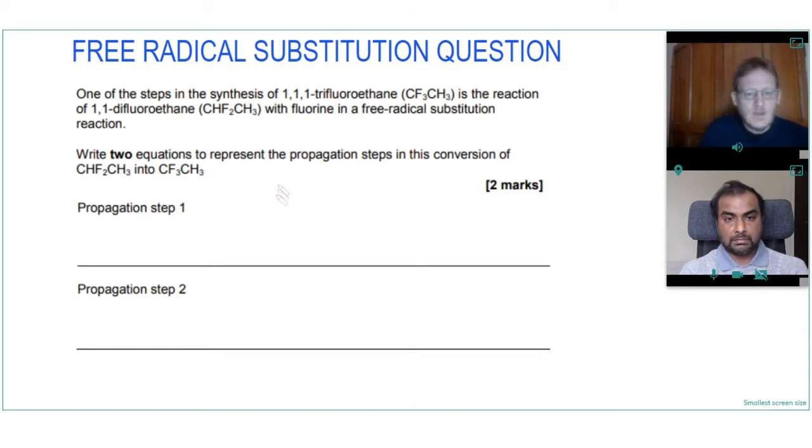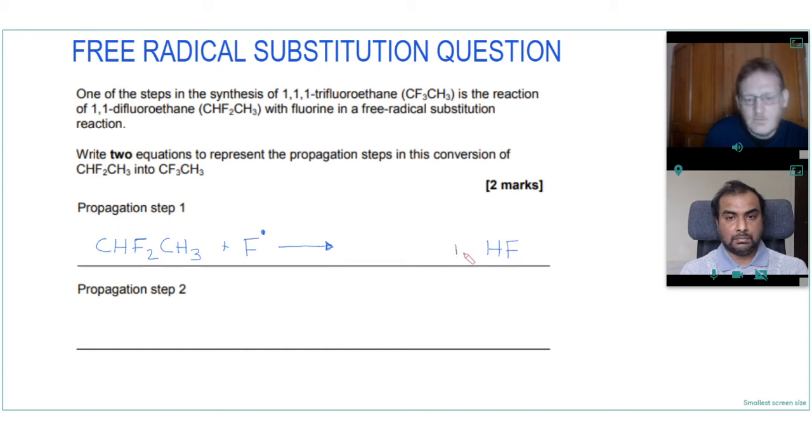So in the first propagation step, we have 1,1-difluoroethane reacting with fluorine in a free radical substitution reaction. So we have CHF2CH3 as our reactant, and our free radical, because we're reacting with fluorine, will be a fluorine free radical. And then we know in the first propagation step, hydrogen fluoride or hydrogen chloride, in this case hydrogen fluoride, will be one of the products.